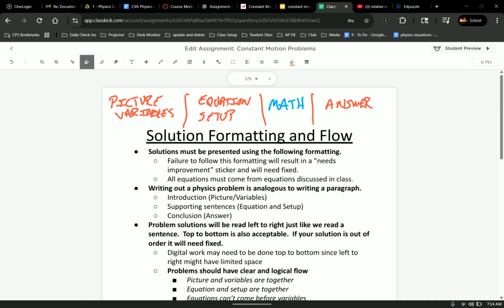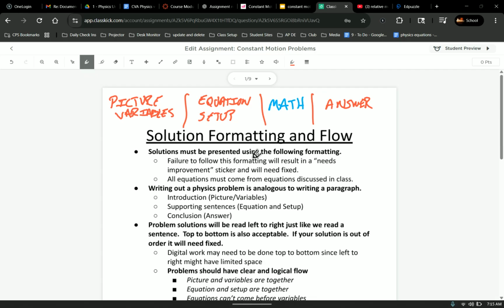So solutions must be presented using the following formatting. What I mean by solution is not the answer, it's the picture, variable, equation, setup, answer. And here's my little warning. If you have all that information, but it's not formatted in a logical way that someone can understand, I'll put a needs improvement sticker, and then you'll have to fix it. You'll get those points back, but I need it fixed. And all equations must come from equations discussed in class. If you pull out an equation that we haven't discussed before, I need to know why and where you got that from. There needs to be a discussion before you start bringing in outside class stuff.